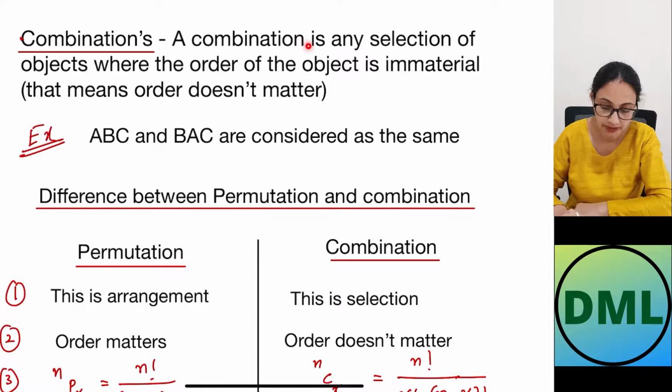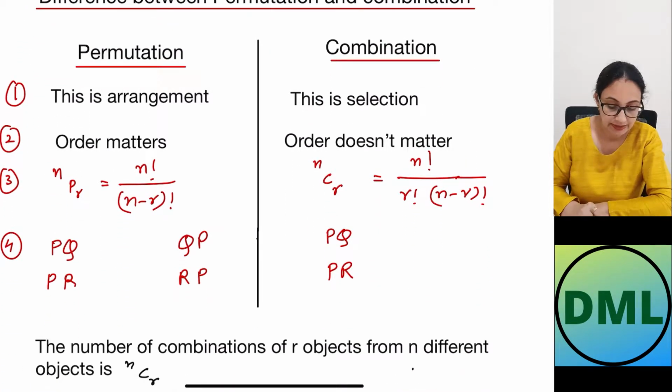Combinations. A combination is any selection of objects where the order of the objects is immaterial. That means the order doesn't matter in combinations. If I say that ABC and BAC, they are considered the same. So the difference between permutation and combination: permutation is an arrangement, and combination is a selection. In permutation, order matters a lot. In combination, order doesn't matter.